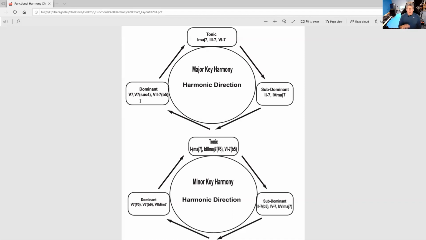And that's where you have that suspension, which is the 4th, resolving to the 3rd. But it's also its own entity, and you often see it in a tune, and you have to understand what to play over it, and basically you're substituting the 4th for the 3rd. Okay, so then if you go to the tonic, you can see that we have the 1 major 7, and the substitutes are 3 minor 7 and 6 minor 7.